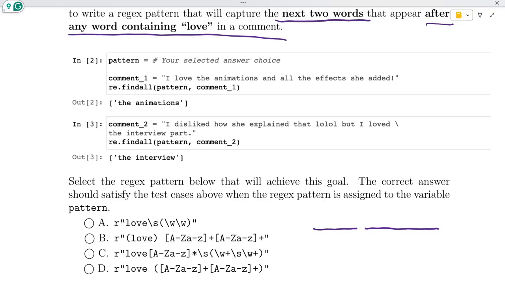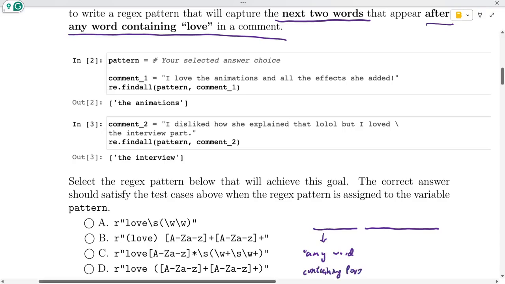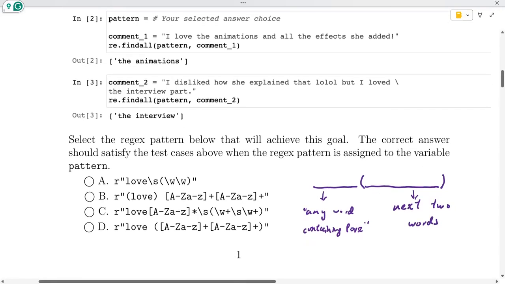So there are two criteria in this overall subpart. The first is you need a pattern that corresponds to any word containing love in the comments. So any word containing love is fine. And then you want to capture the next two words, so there must be parentheses around it for a capture group. Okay, so the next two words. Okay, you might need some spaces as well.